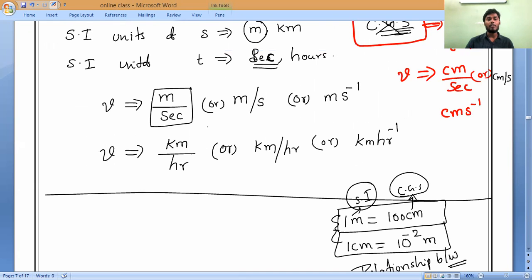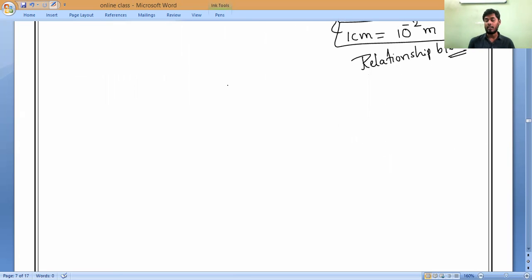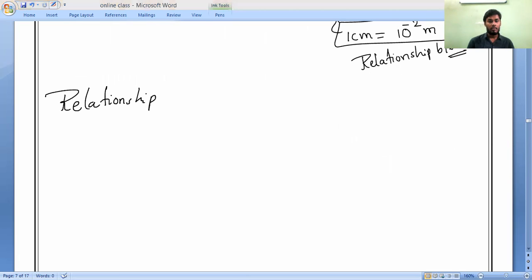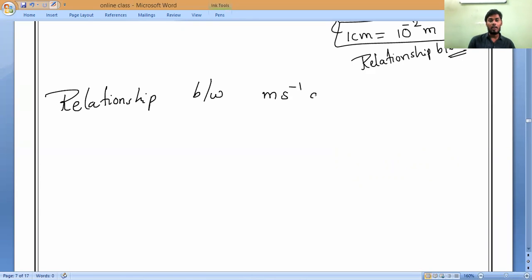Now, in the same way, speed also must have some relation. Yes or no, Harish? So that is what we are going to write now. Relationship between meter per second and kilometer per hour. Clear, everybody? Any doubt?